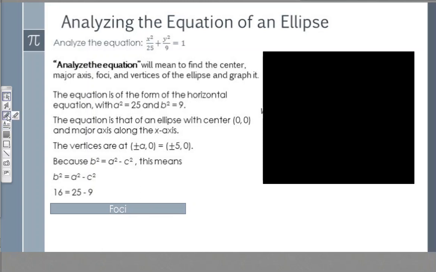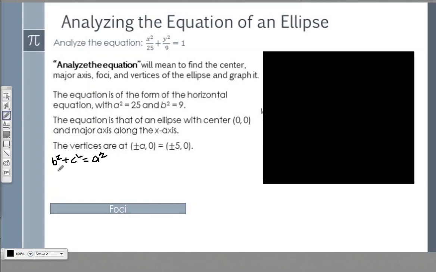Okay, I went back and I just covered up that so it wouldn't be confusing. I know that my b squared is 9. I get that from right here. I know my a squared is 25. I get that from right here. And I've got to find c squared. So all I got to do is subtract that 9 from both sides. I get that c squared is 16. I get the square root of both of those, and I find out that c equals 4.